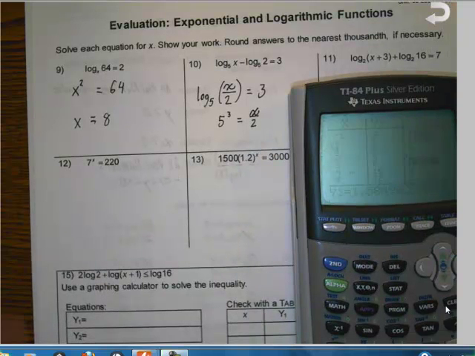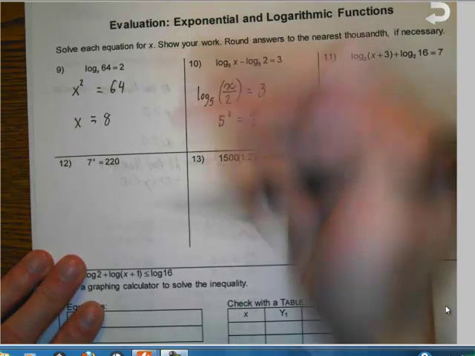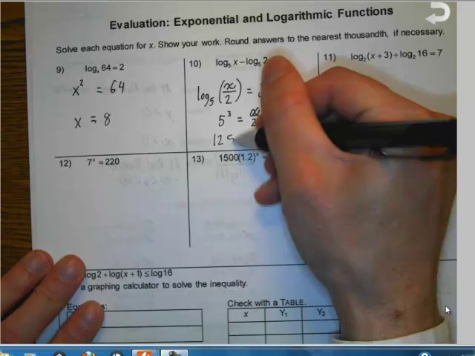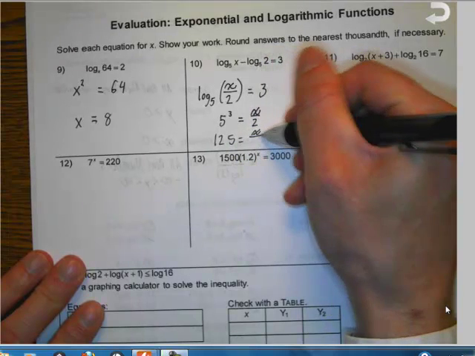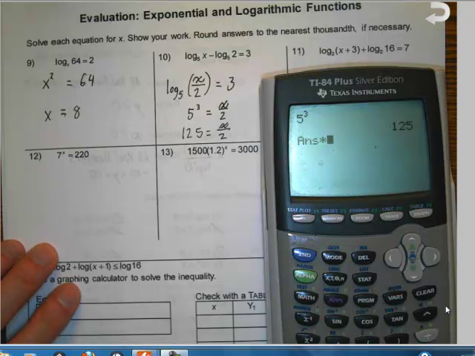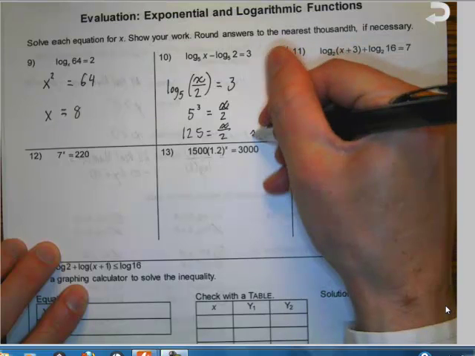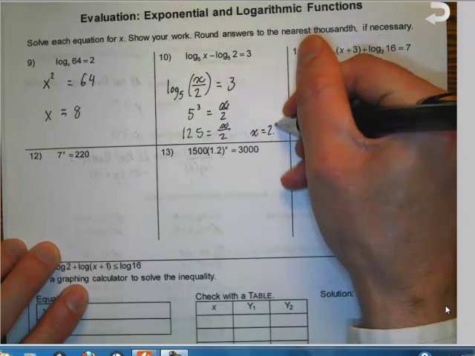If you have not committed your perfect cubes to memory, 5 to the third, 125 is equal to x over 2. So what do we need to do to get x by itself? Multiply by 2. So, even using the calculator, if we had to, although you should be able to do it in your head, x is equal to 250.